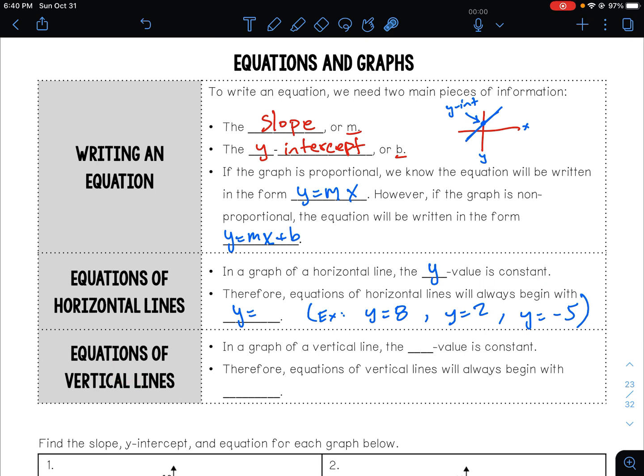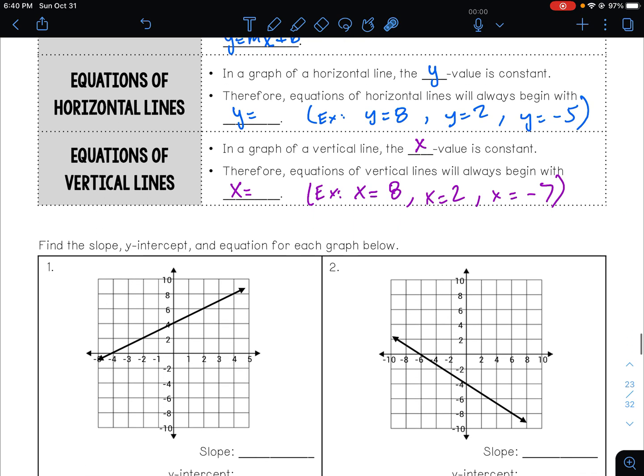If you have a vertical line, the x value is what's constant. Let me change the color. So equations of vertical lines will always begin with x equals. Most of our equations are y equals mx plus b, or y equals mx. When you have an equation that just goes x equals 8, or x equals 2, or x equals -7, what that means is that you are going to have a vertical line at 8, or 2, or -7 on the x-axis. So let's try some problems.